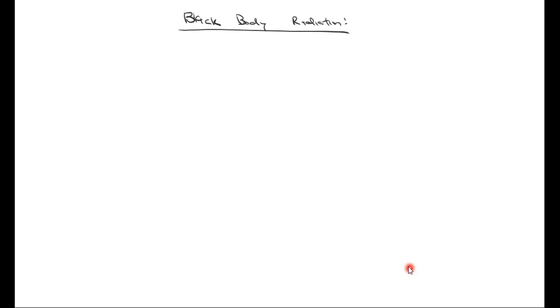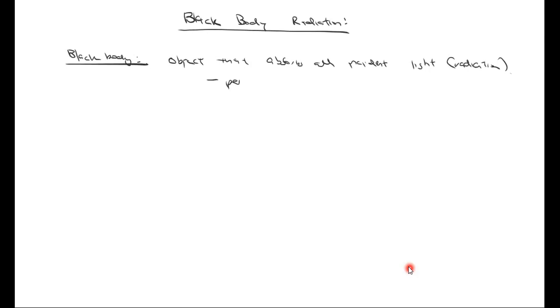Now, black body radiation means you need to know what a black body is. Basically, it is an object that is a perfect absorber. It absorbs all incident light, or radiation for that matter. And so it is a perfect absorber. It is also a perfect emitter.